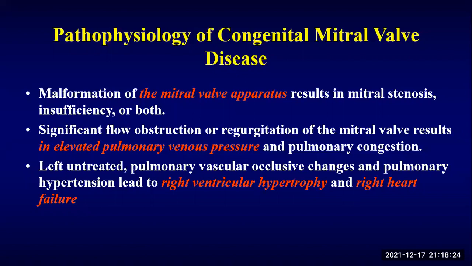Some pathophysiology: congenital mitral valve disease is normally due to malformation of the mitral valve apparatus, which results in mitral stenosis, regurgitation, or both. Then this significant flow obstruction or regurgitation may result in elevation of pulmonary venous pressures, and with time we will have right ventricular hypertrophy and even right heart failure.